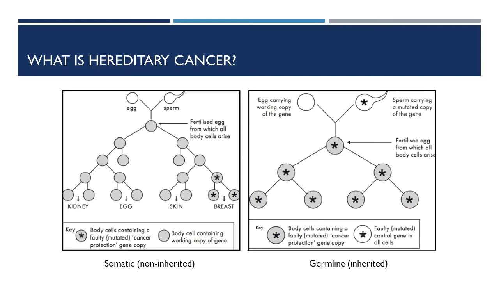has occurred. On the right is an example of a germline or inherited mutation, where the sperm used to conceive the person contained a mutated gene. In this example, all of the individual cells and tissues would contain this mutation.